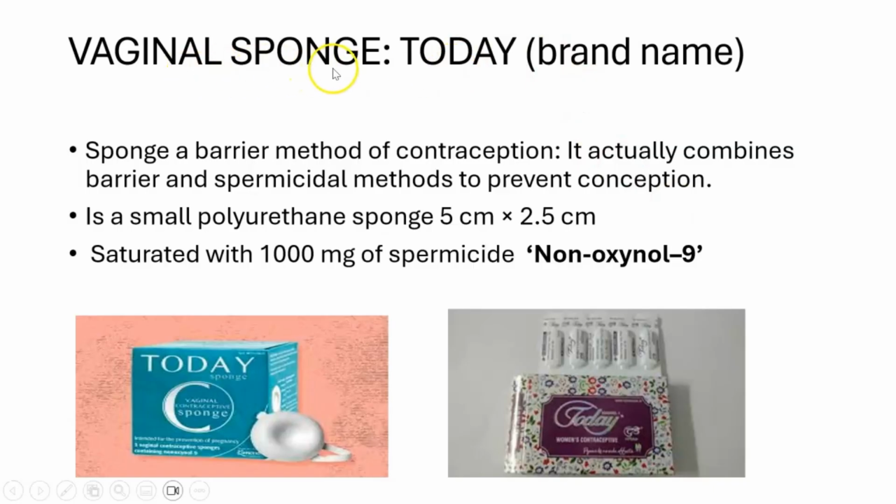Then we have the vaginal sponge that comes under the trade name of Today. The sponge is a barrier method of contraception and it also combines a spermicide to prevent conception. It is saturated with 1000 mg of spermicide, that is nonoxynol-9, and it's a very important MCQ for examination.